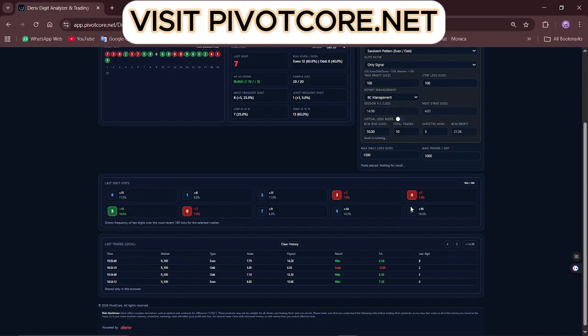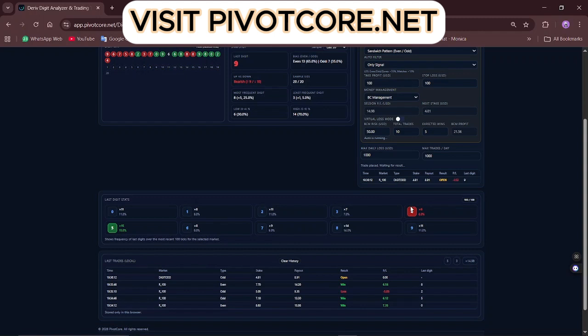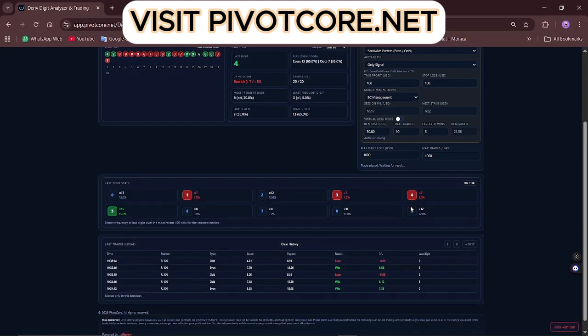The final stretch. We are approaching our 10-trade limit. Watching the logic of the even-odd algorithm work in real time shows you the power of automation. And there we have it. We hit our goal. 5 wins out of 10 trades, maintaining a steady balance.